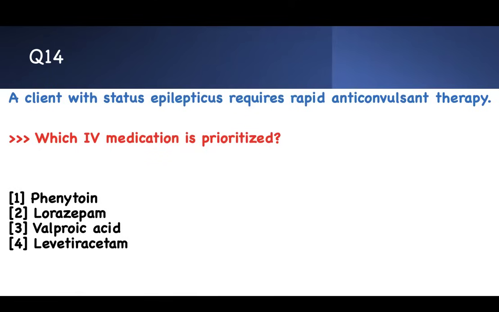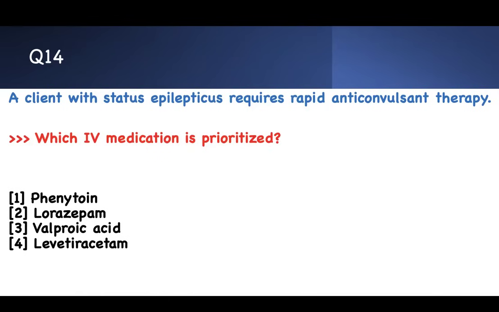Two more. A client with status epilepticus requires what? Rapid anticonvulsant therapy. Which IV medication is prioritized? Simple. Read it on your own. Straightforward. Patients having seizures. You need medication to slow them down. Which one is an anticonvulsant therapy? Which one can drop your seizure down? Which one will slow you down and prevent you from having seizure? The key word is what? Status epilepticus.